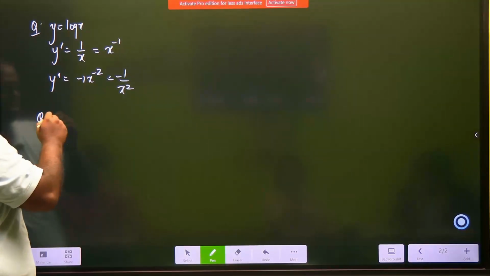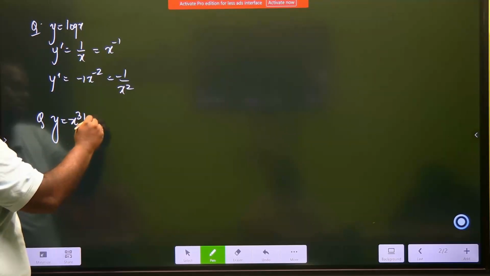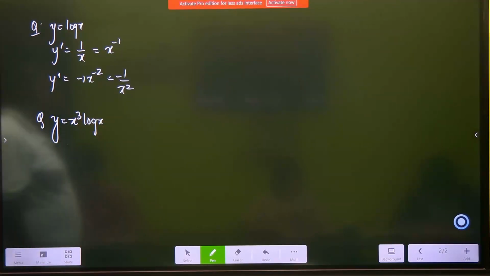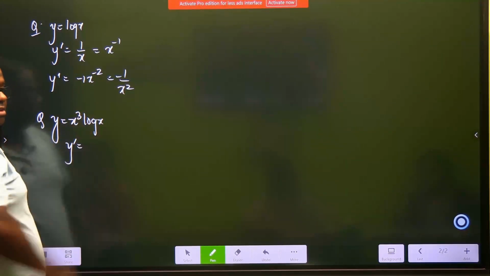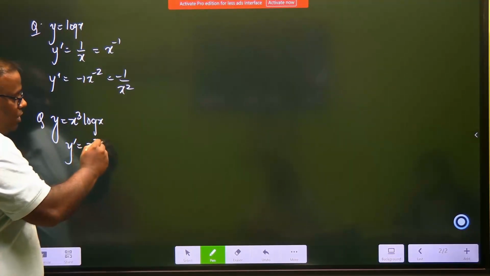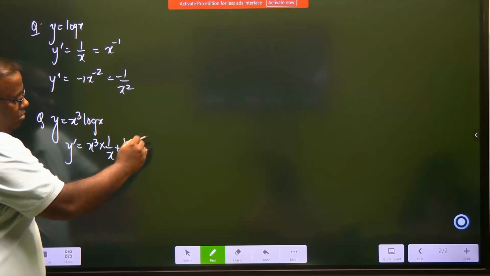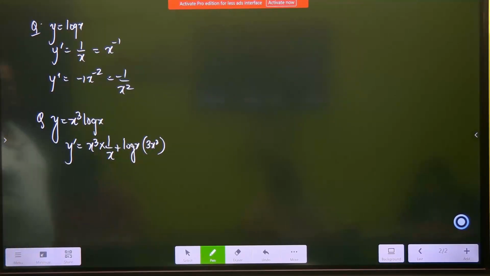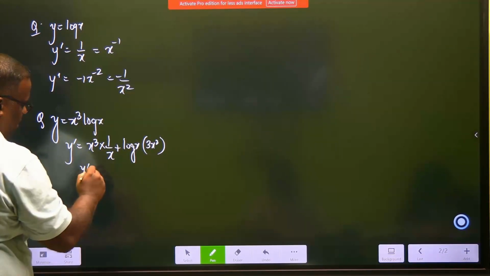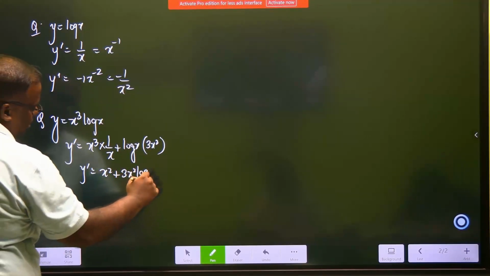X cube log x. Y equals x cube log x. What do you see here? Product of two functions. Can you help me in this one? What will be y prime equal to? First function into differential of second function plus second function, which is 3x square. Are we fine? This step can be further written as x square plus 3x square log x.